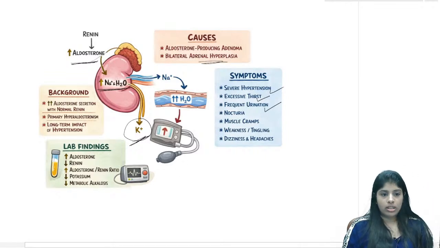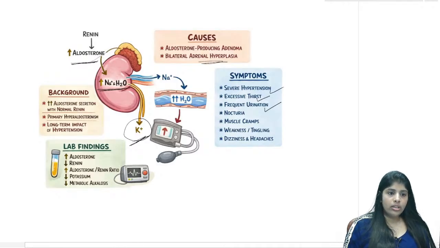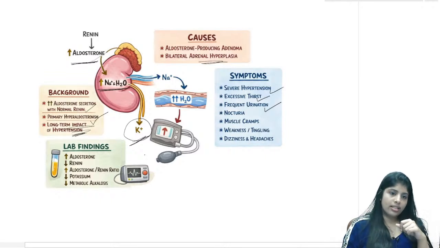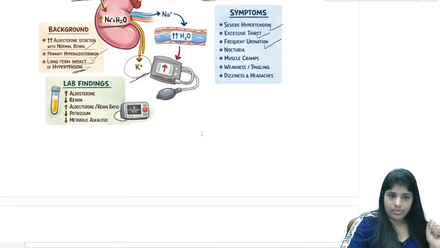Fine. So that is what Conn's disease is, and you should know Conn's disease is a kind of primary hyperaldosteronism, and it is having a long-term impact of hypertension. And one thing you have to keep in mind is renin here is normal. Renin is not abnormal, it is normal. So that is a very important point about Conn's. So this is Conn's in an illustrative image. Please take a screenshot, revise. I hope you understood the concept of Conn's now.